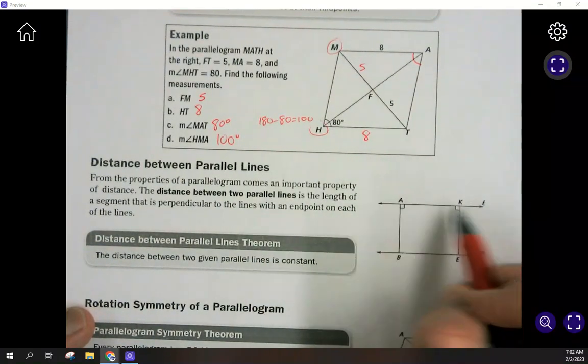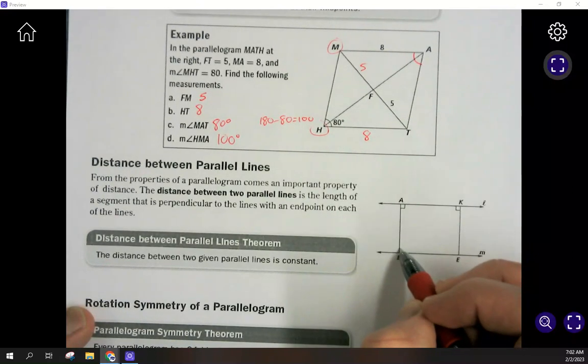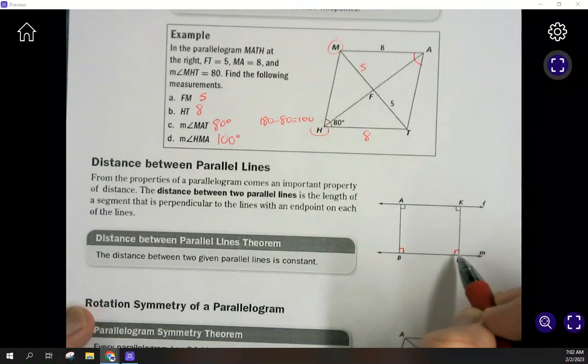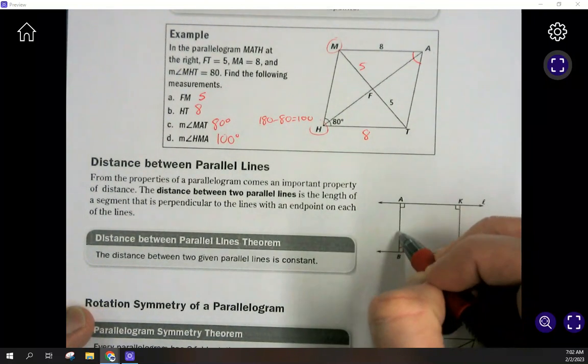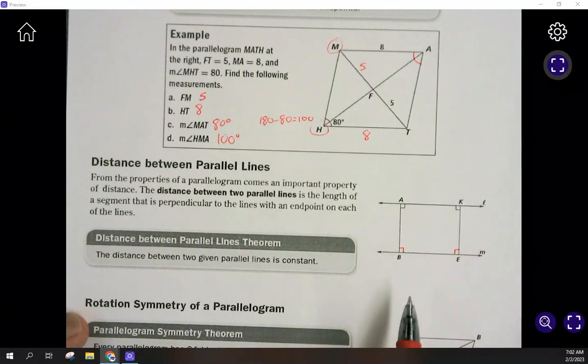So basically, if I have two parallel lines, if I connect them with a segment and it hits at 90 degrees, it would hit at 90 degrees on both of them. That segment will be considered the distance between them. If we don't have 90 degrees in both spots, that would not be considered the distance between them.